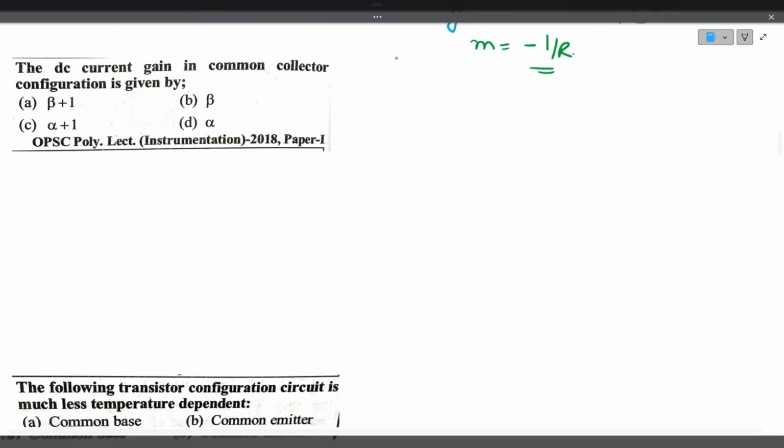We'll see the next question. The DC current gain in the common collector configuration is given by. See, this is the common collector amplifier. There is a transistor. Input is given at the base, and the output is taken across the emitter. This is the collector.